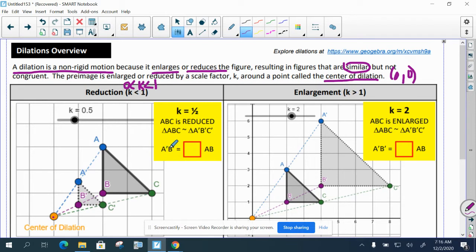Okay, so here A prime B prime would be 1/2 of side AB. So if you find side AB is 2, then A prime B prime is just 1.